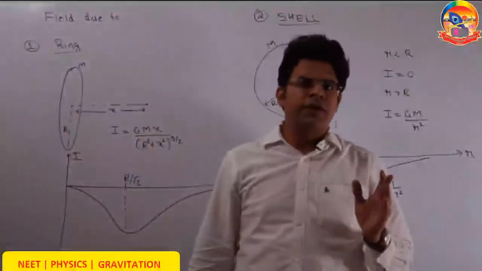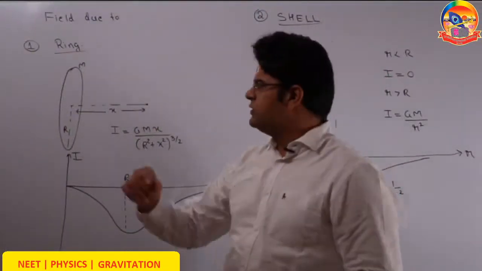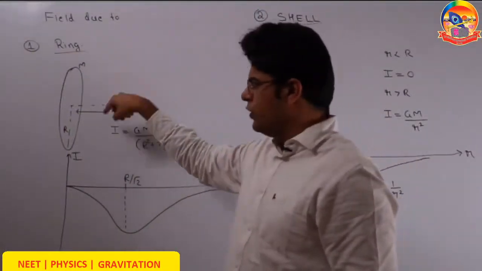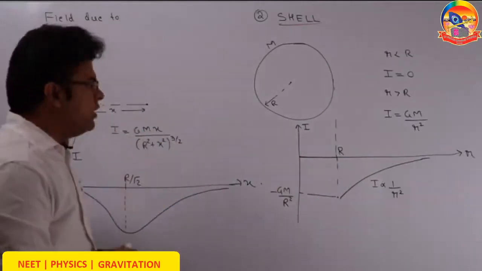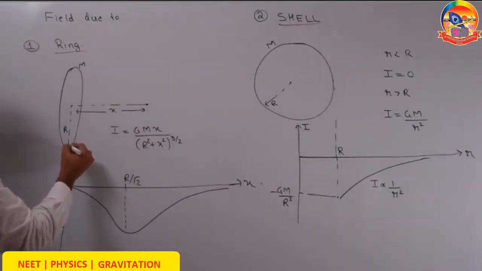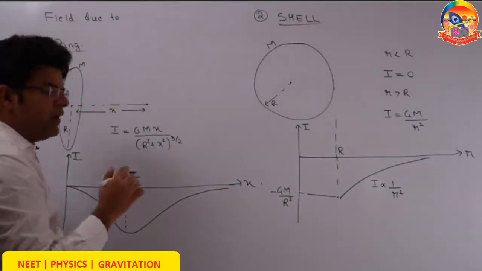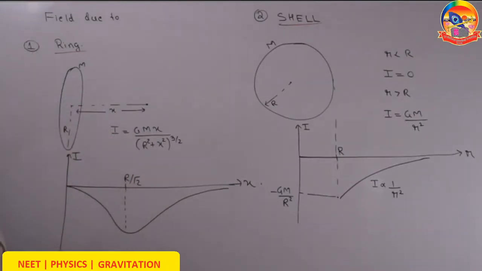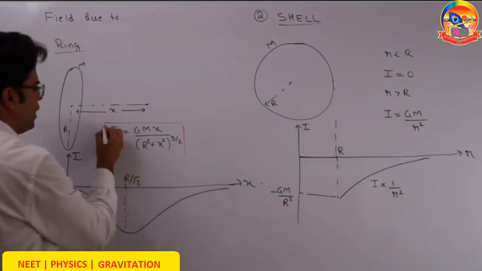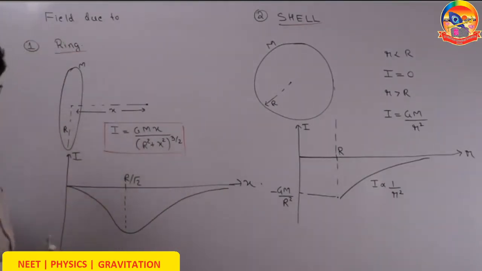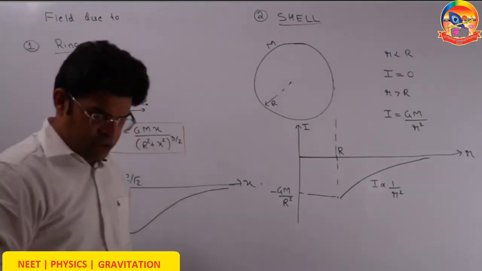So now, field due to some standard bodies. First we will do the field due to a ring mass. Let's say we have a ring having mass m, radius r, and we wish to write the field on its axis. The formula for this field is given as GMx upon (r square plus x square) raised to the power 3 by 2. You have to mug up this formula.